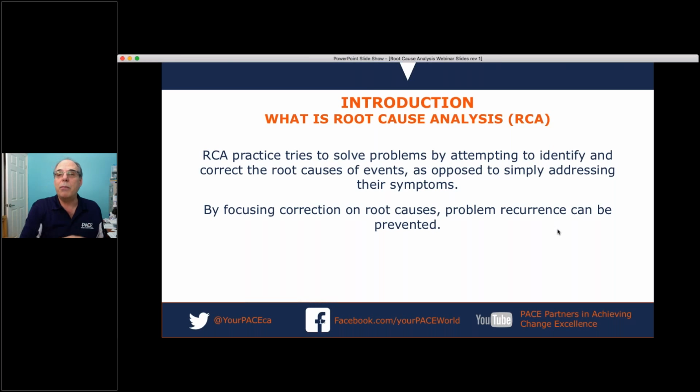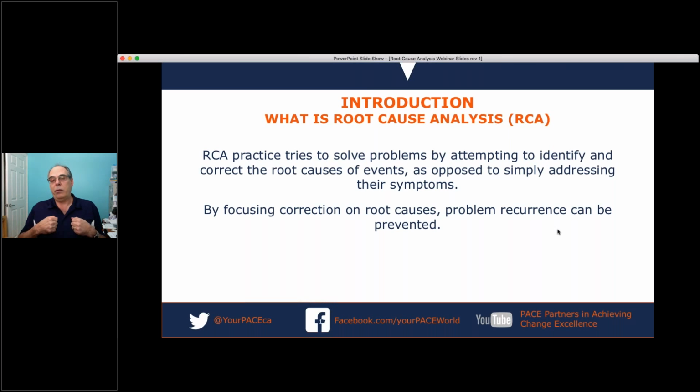The root cause is deeper into the process as to what's causing your process to fail your customer. So we're going to use the 5Y and the Fishbone diagram to help us get down to the real root cause. If we correct the real root cause, then chances are you won't get a reoccurrence of the problem or symptoms.